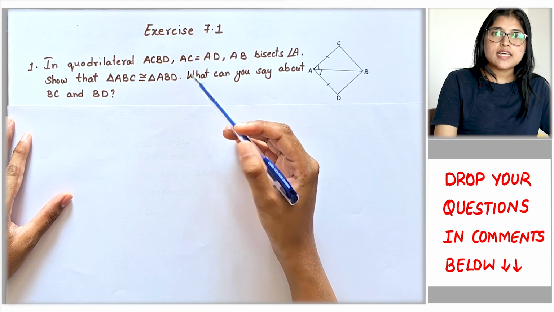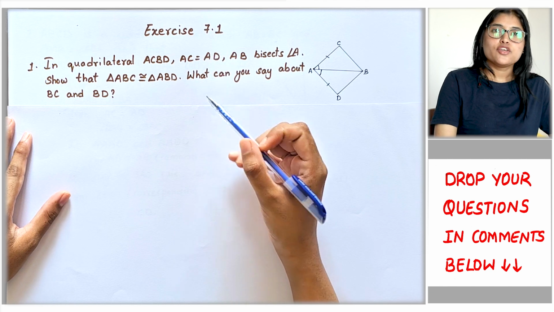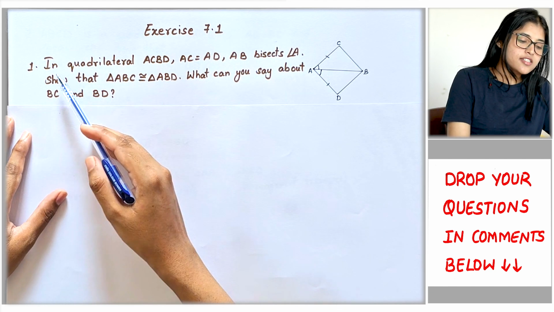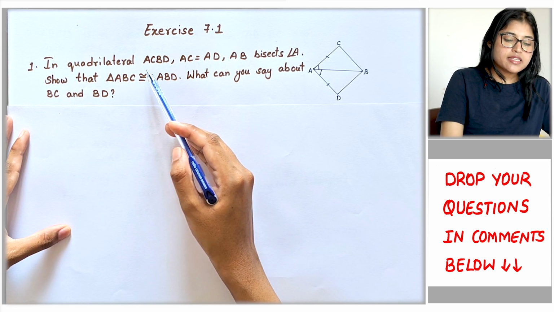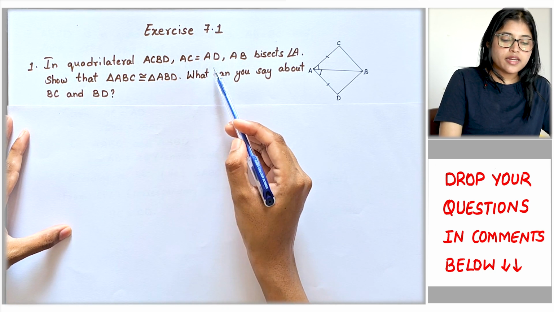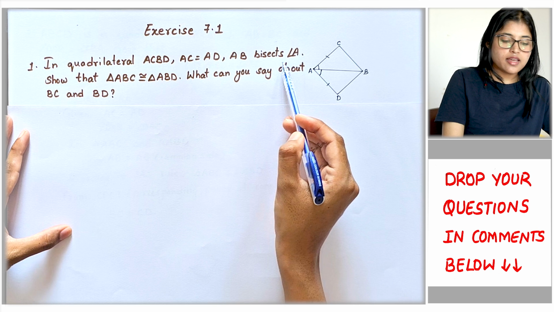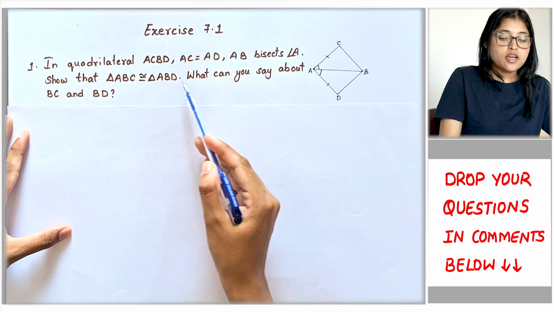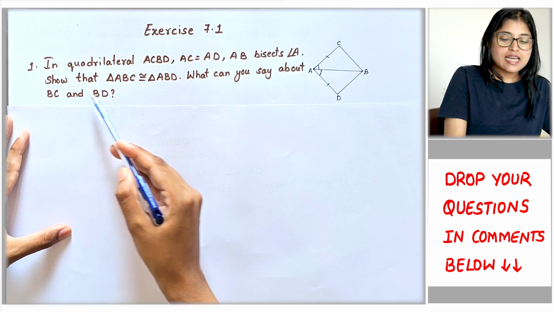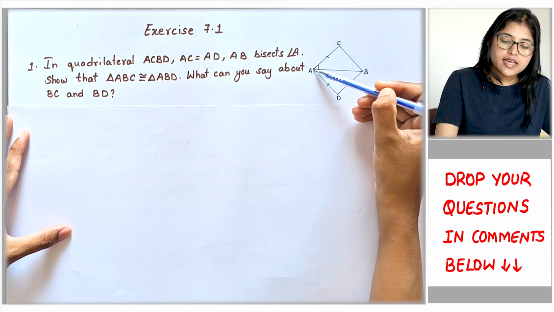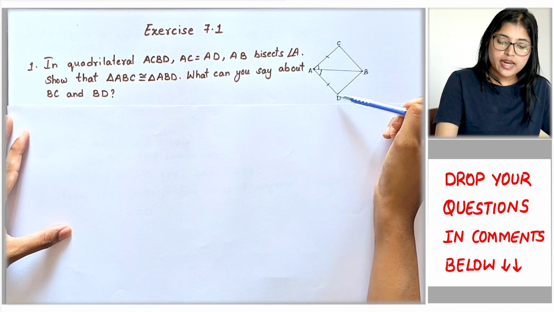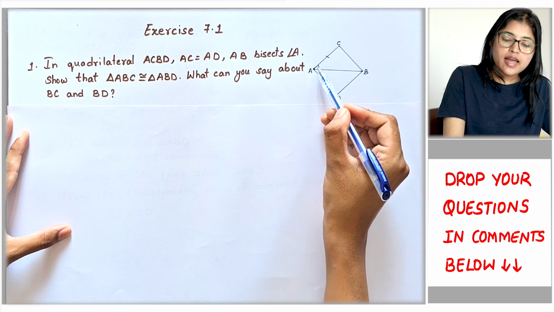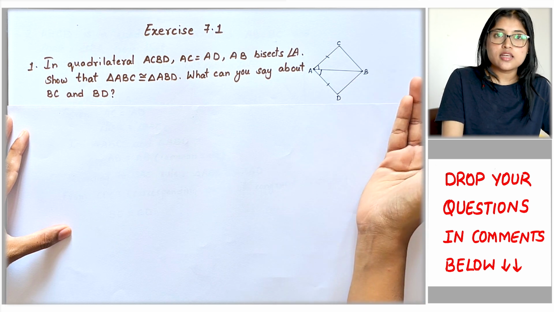Let's start solving exercise 7.1 questions using the knowledge of congruence of the triangles that we just learned. The first question says, in quadrilateral ABCD, AC equals AD, AB bisects angle A, show that triangle ABC is congruent to triangle ABD. What can you say about BC and BD? So here AC, that is this side, is equal to AD as given in the question, and this line AB is bisecting the angle A. So this angle and this angle are equal as well.